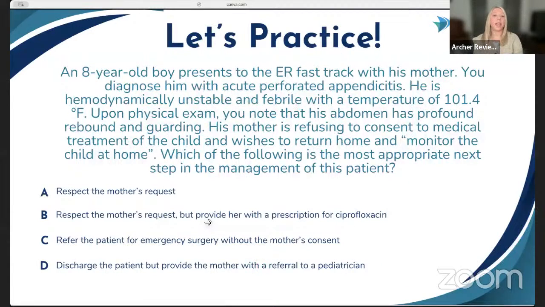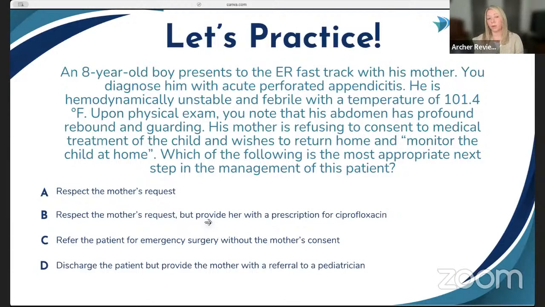All right, another question. So let's say we have an 8-year-old boy present to the ER fast track with his mother. You diagnose him with an acute perforated appendicitis. He's hemodynamically unstable and febrile with a temperature of 101.4. Upon physical exam, you know that his abdomen has profound rebound and guarding. His mother is refusing to consent to medical treatment of the child and wishes to return home to monitor the child at home. Which of the following is the most appropriate next step in the management of this patient?